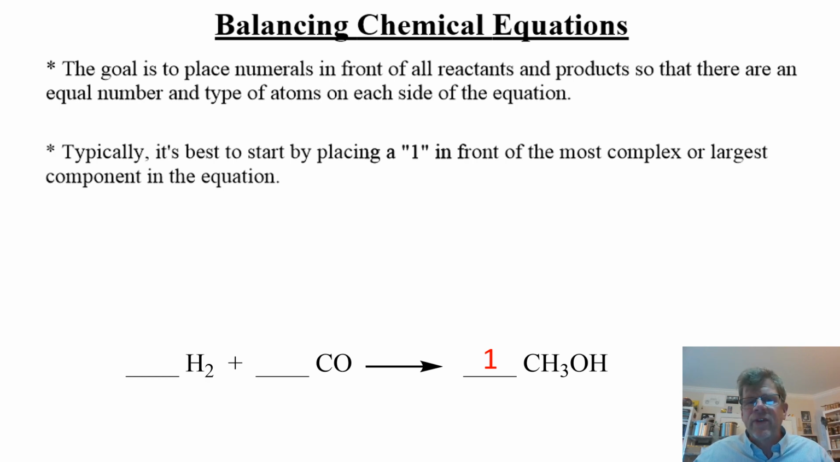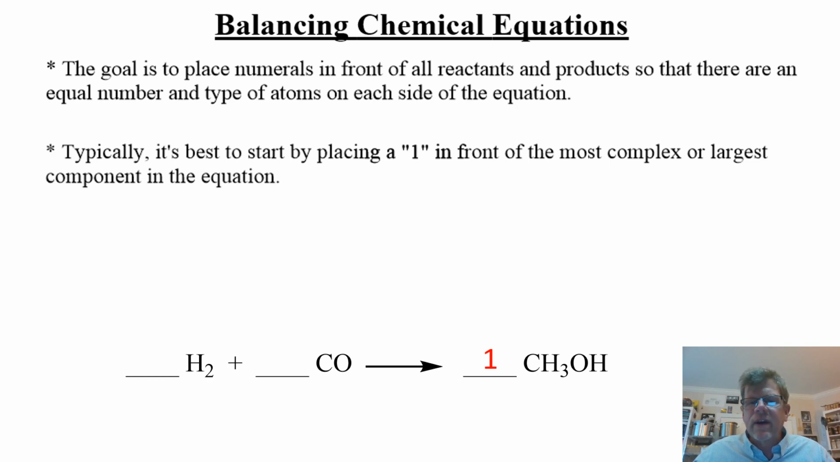And that statement is that if there's a 1 here, that means there's 1 carbon on this side, 1 oxygen, and 4 hydrogen atoms. So there better be 1, 1, and 4 on the other side. So how can we do this?